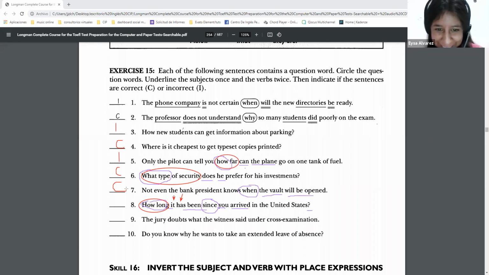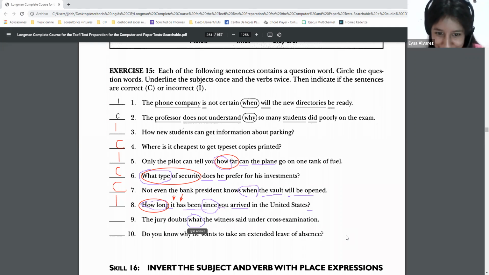But what happened with the since? It's correct. After the connector, subject, verb, like always. Ah, okay. Incorrect. Okay, has it been? Okay, that one. Yes. Very good.